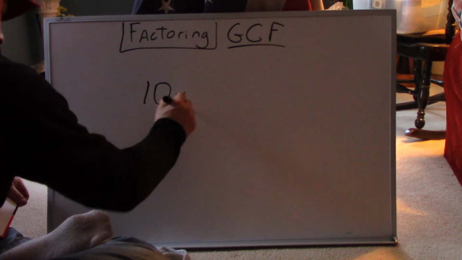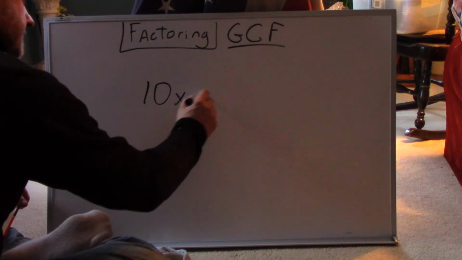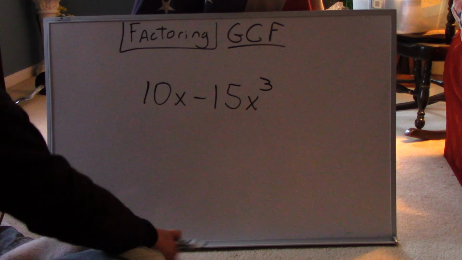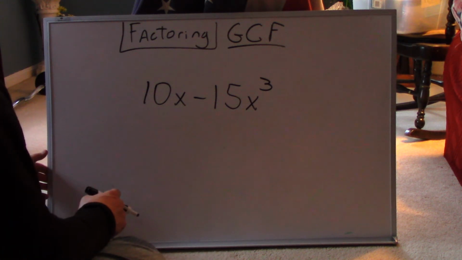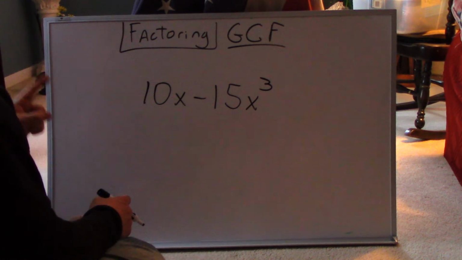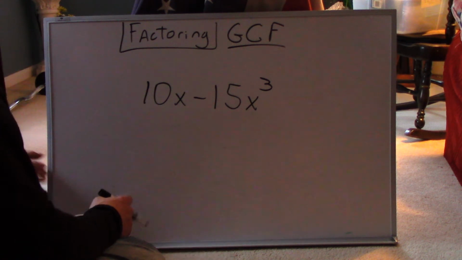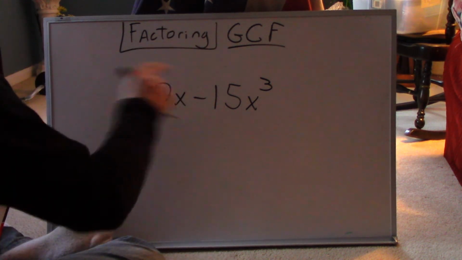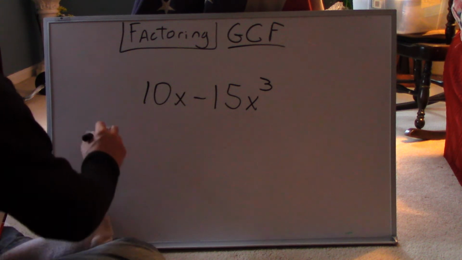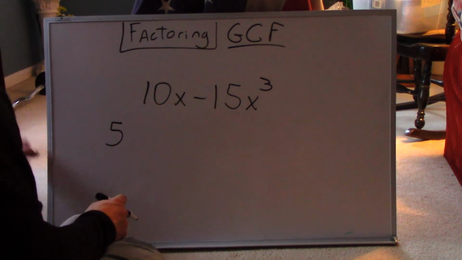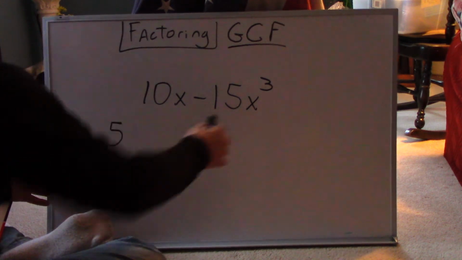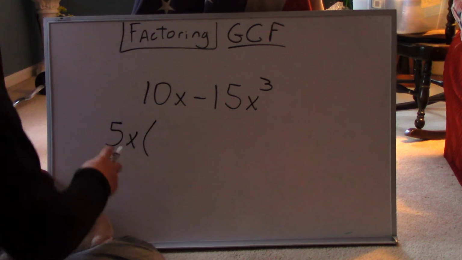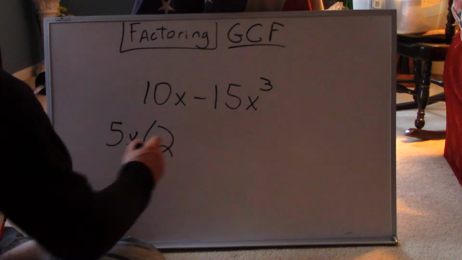Here's a good one. What numbers can go into 10 and 5? We have to pick the biggest number, the greatest common factor, the greatest number that can go into 10 and 5. That's 5. What can go into x and x to the third? x. That's it. 5 into 10 is twice.